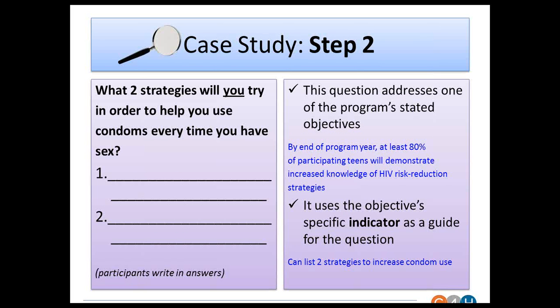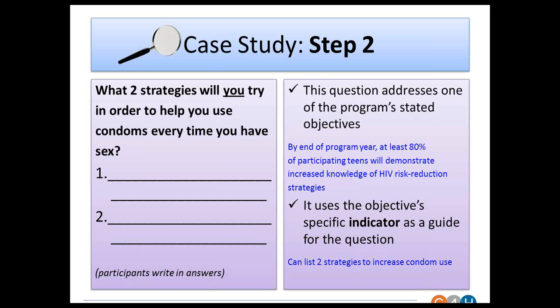Okay, so moving on, here we've used the other indicator to guide the question for another question. In this case, we've chosen an open-ended format because there may be variation in the answers depending on the participant, and we really want to capture this. For example, if 5 strategies for increasing condom use are taught over the course of the program, the participant may choose the 2 that will be the most applicable to their own life. So we want to see here that the participant is thinking about applying these skills to their life.